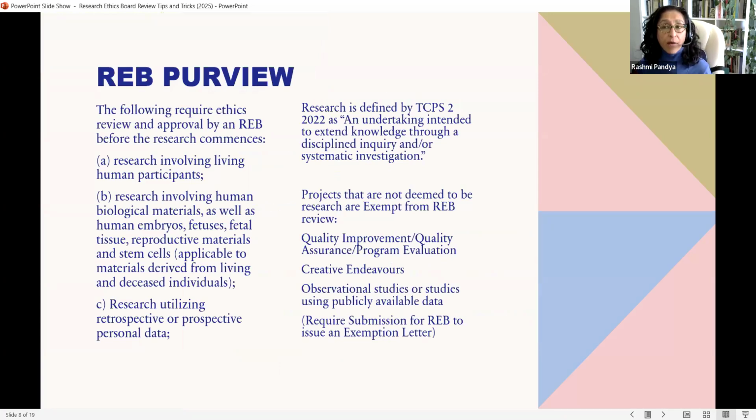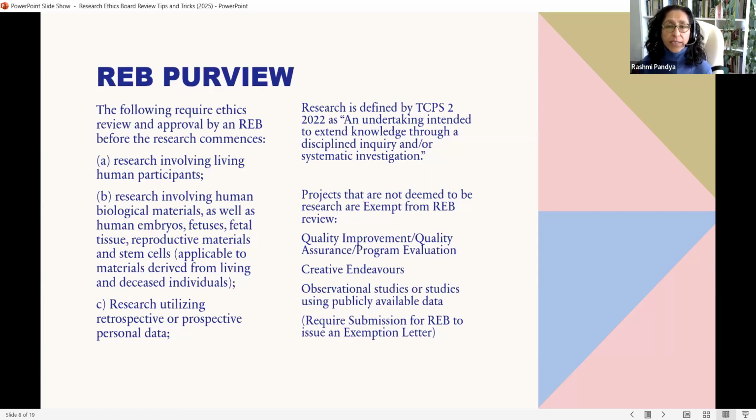What does the REB have purview over? The following requires research ethics review and approval by an REB before the research commences. Research involving living human participants, research involving human biological materials, as well as human embryos, fetuses, fetal tissue, reproductive materials, and stem cells. And it's applicable to materials derived from living and deceased individuals. Research utilizing retrospective or prospective personal data.